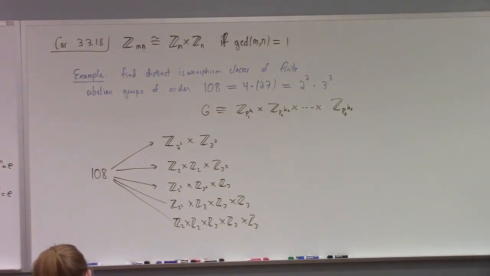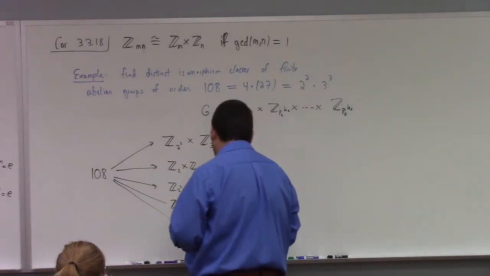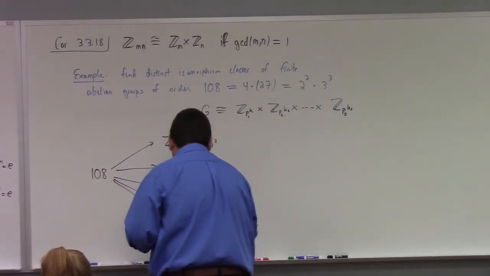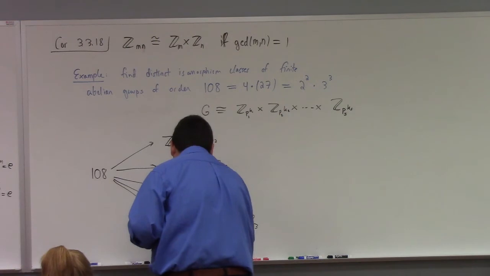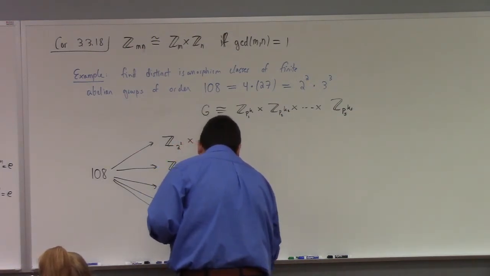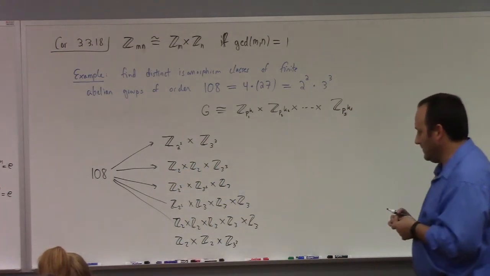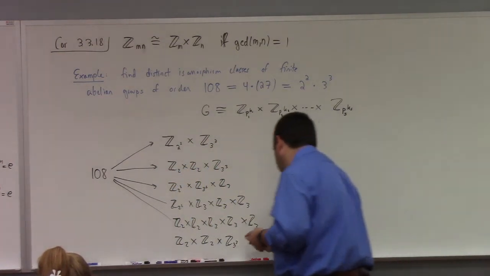How many is that? I mean, we found 5 in this case, I guess. That seems wrong. I'm missing something. What am I missing? 3 squared in the... So I need 2, 2, and then what? 2, 2, 3 squared, and then a 3? Okay, that's better.